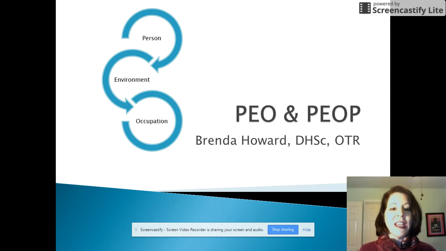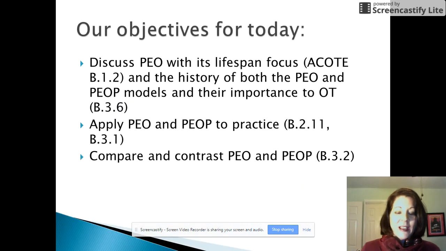And our lecture today is on the person, environment, occupation, and person, environment, occupational performance, occupation-based models. So welcome to our lecture in a little bit of a different format than we usually have, and thank you for joining me in this way. So we have looked at several occupation-based models already this semester, and today we're going to look at and compare two models that seem very similar at first glance, but have some pretty fundamental differences, and we'll talk about those.